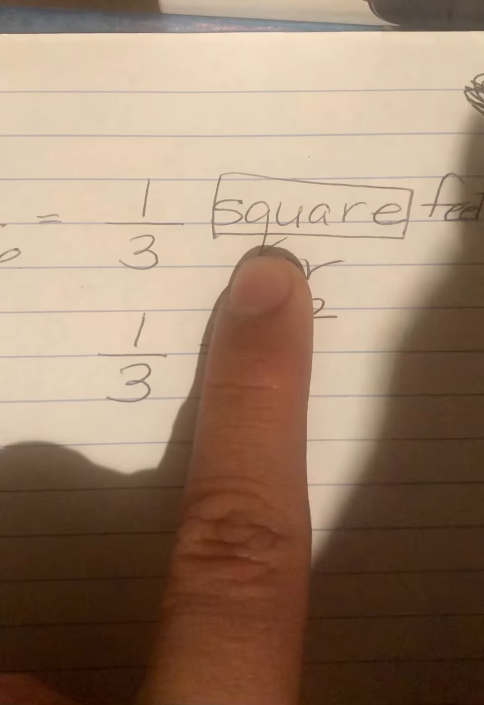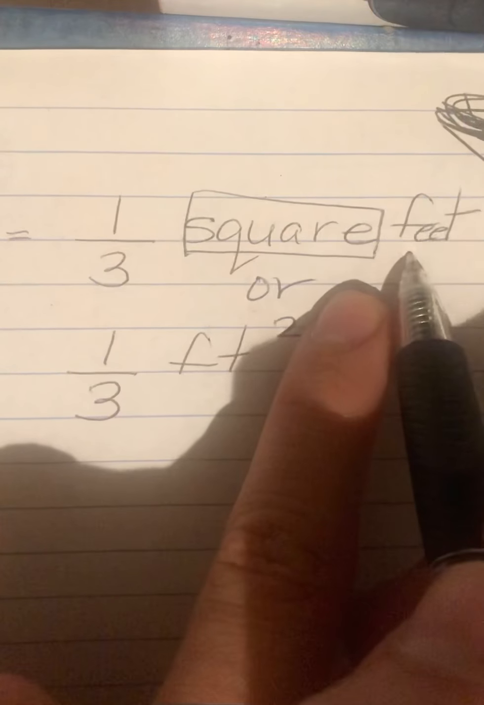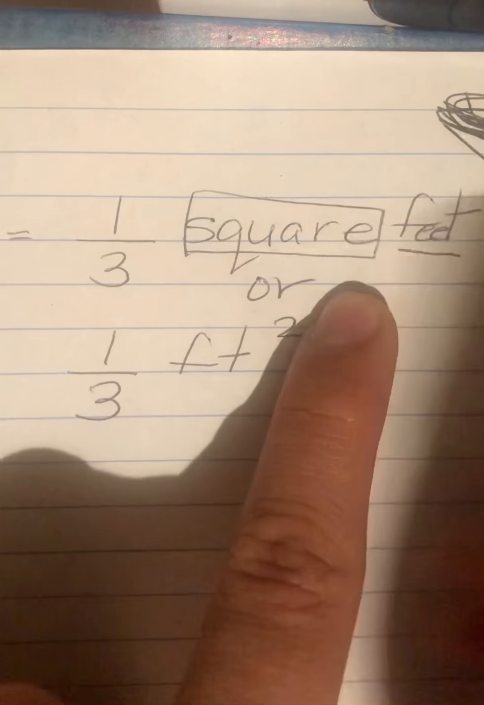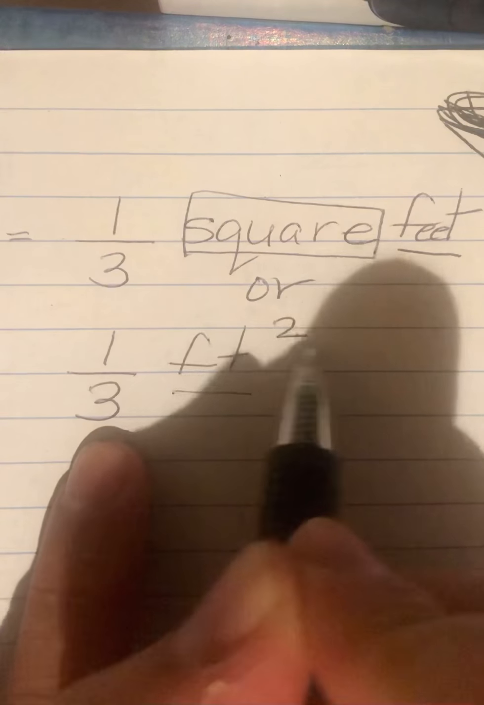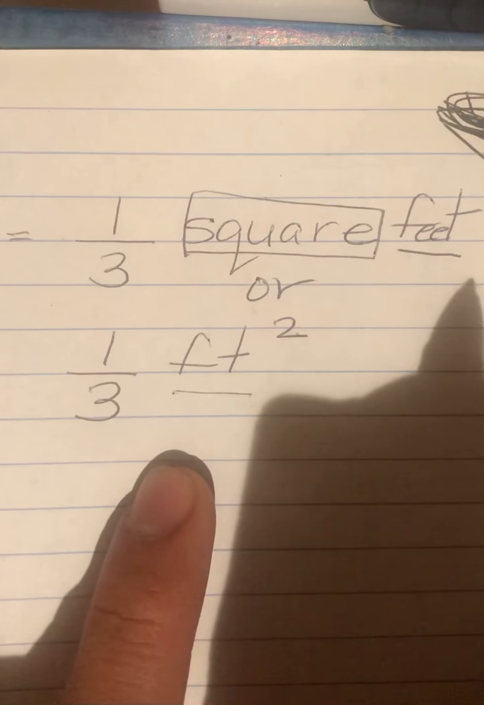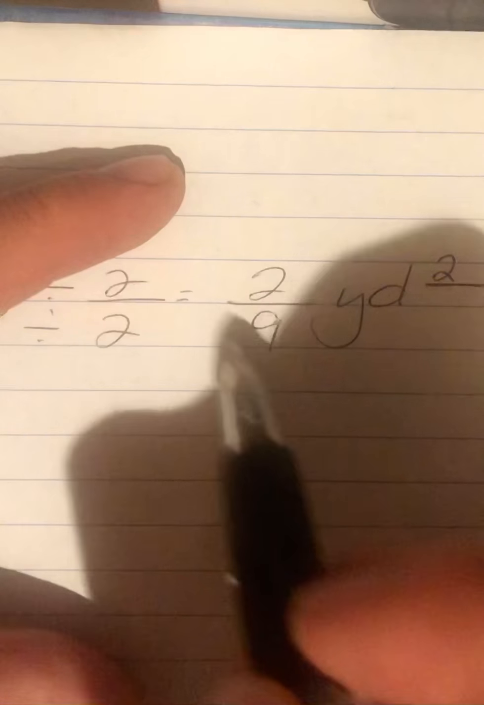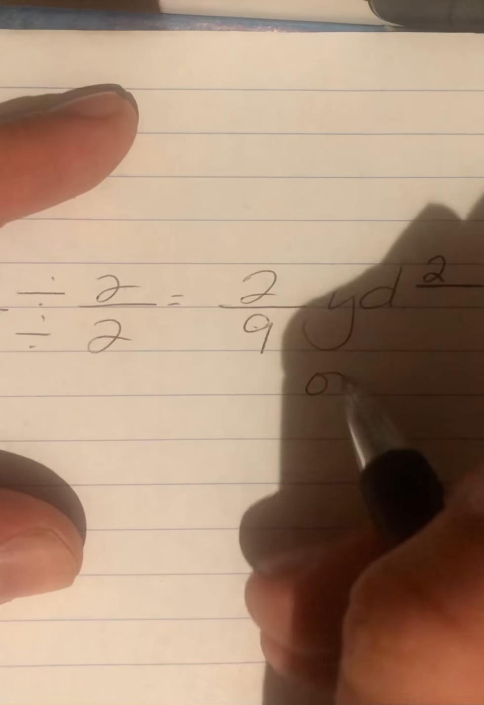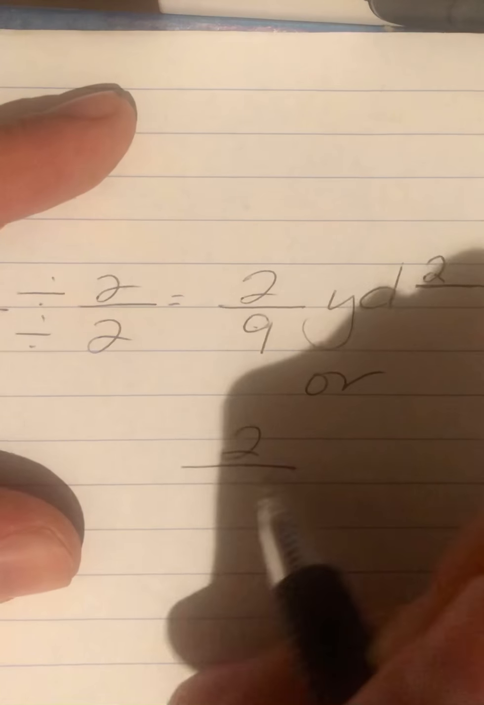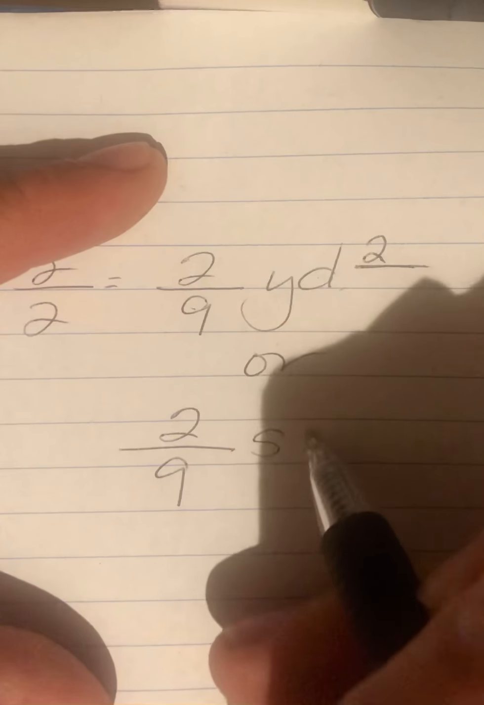You can either write the word square and then have the unit of measure, or you can have the unit of measure and then have the exponent 2. So it is totally up to you. With that being said, let me go back to the first example. My first example, the answer was 2/9 yards square. But I could have also written it as 2/9 square feet. I'm sorry for my shadow. My big head's in the way.